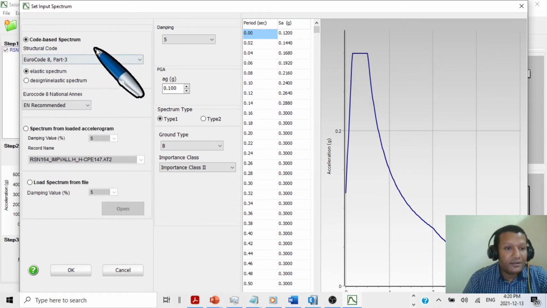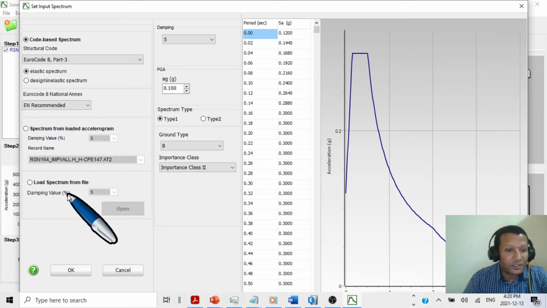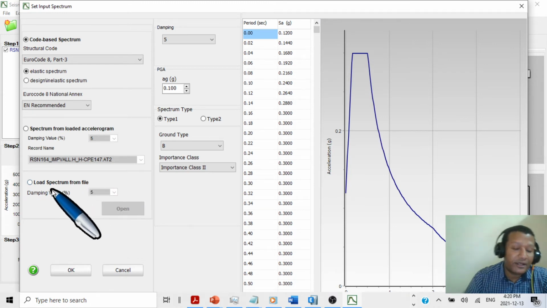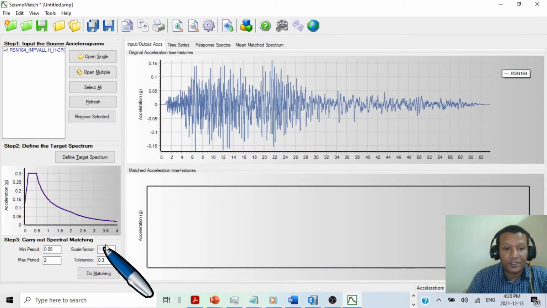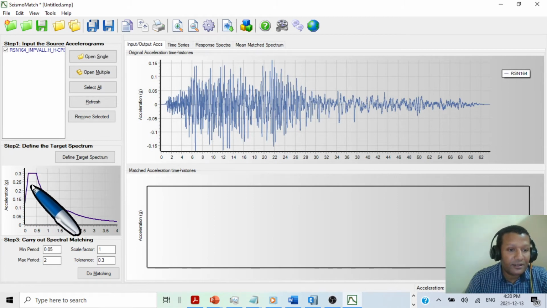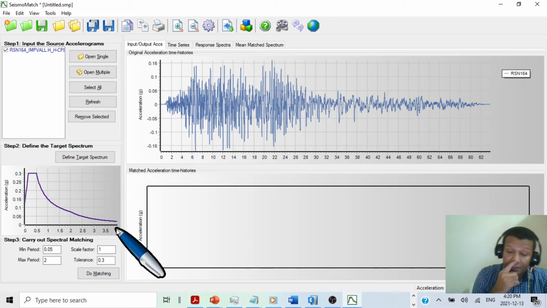Once you are ready you can do this. Then spectrum from loaded accelerogram, you can directly take from that, or load spectrum from file, you can bring your file. But for us the damping is 5% and everything, then we can say okay. So this is our target response spectrum. As you can see, our target response spectrum is until 4 seconds only, because this is a student version.